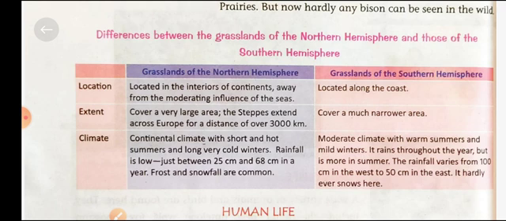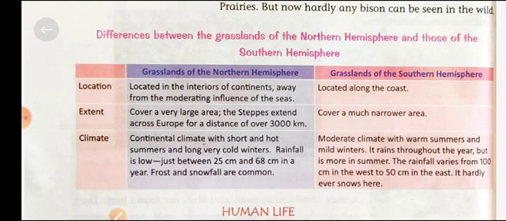Let's understand it by the table which is given in your book. First, look at the table given in your book, with two columns: grassland of northern hemisphere and grassland of southern hemisphere. Okay, so first we look at the location.